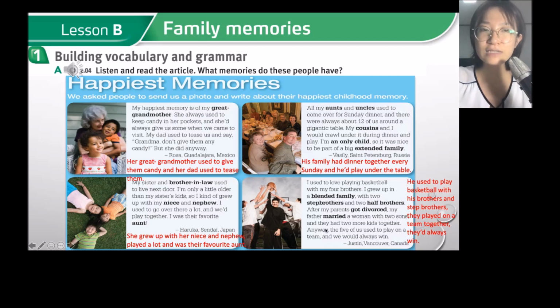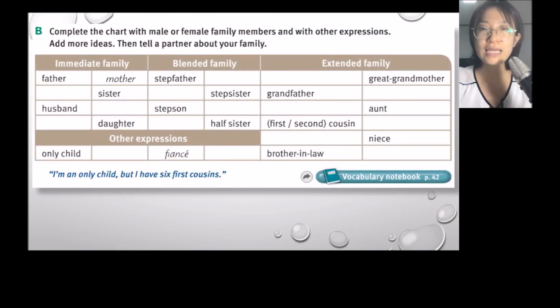Okay, so in these 4 stories, we know a lot of names for family members, and we also have extended family, blended family, and a lot of names like great grandmother, aunts and uncles, cousins, niece and nephew, brother-in-law, okay, and step-brothers, half-brothers. I hope you are not confused about these names, and this is what we're going to learn in our vocabulary. We are going to complete a chart with male and female family members and with other expressions.